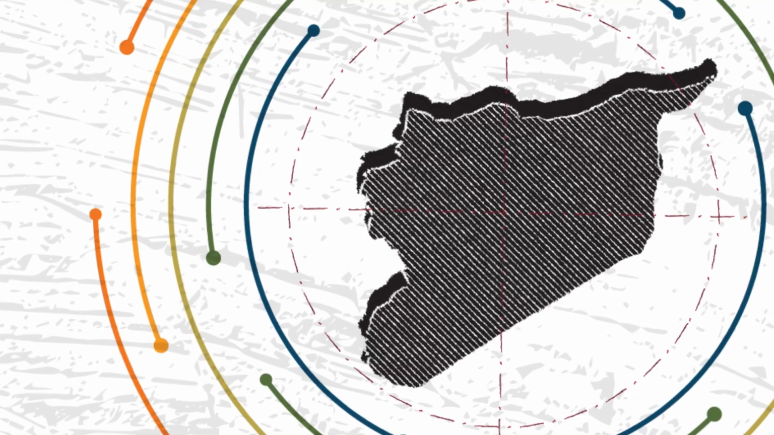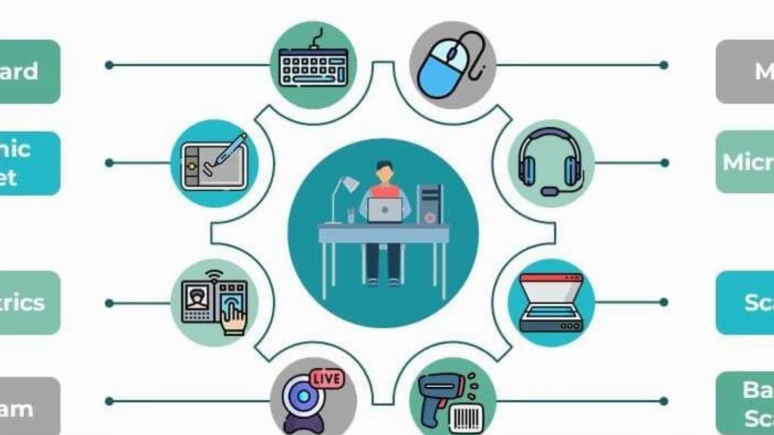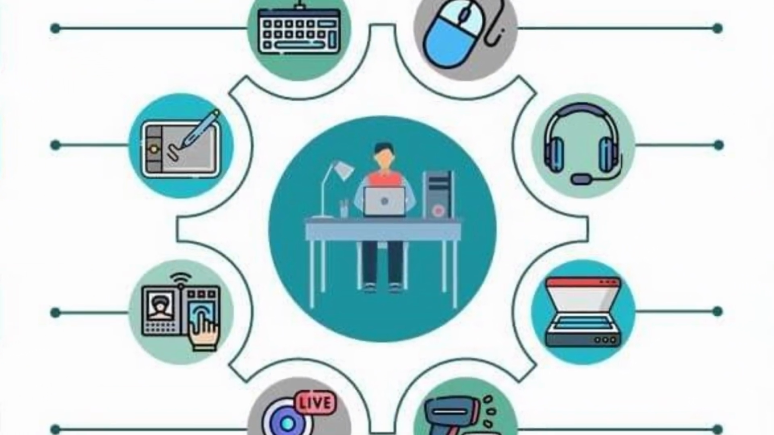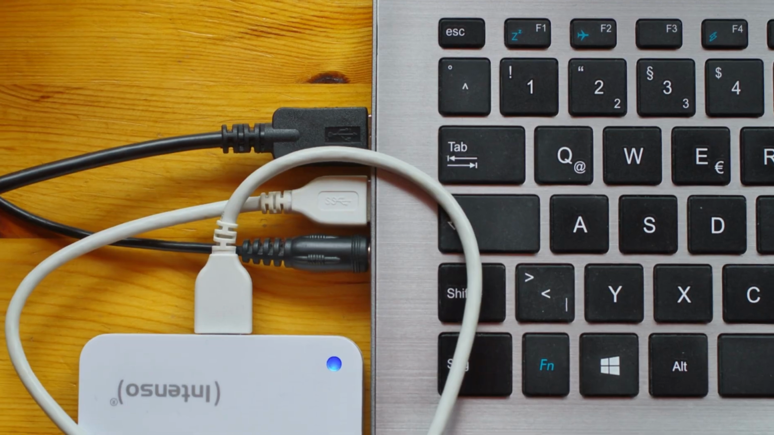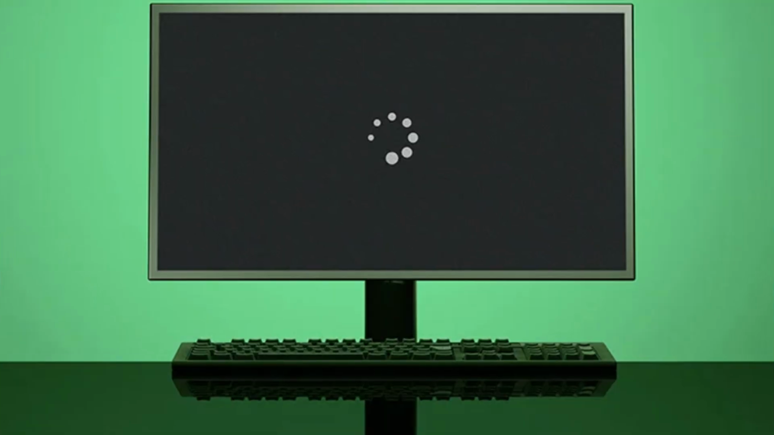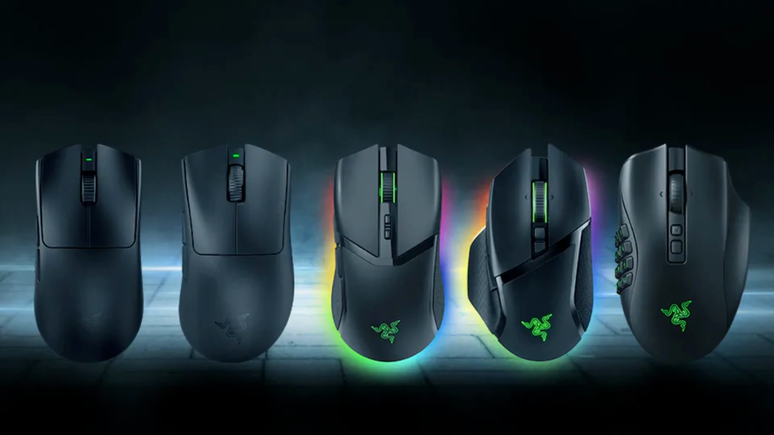Number 6. Peripheral conflicts. Peripheral devices, like USB drives, external hard drives, or even webcams, can sometimes cause conflicts that result in a blank monitor. To troubleshoot this, turn off your PC and disconnect all peripherals. Then, try booting up again with just the essential components, your keyboard, mouse, and monitor.